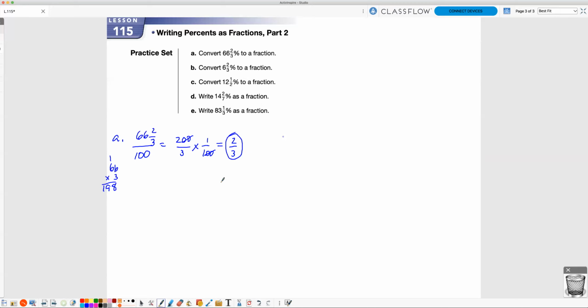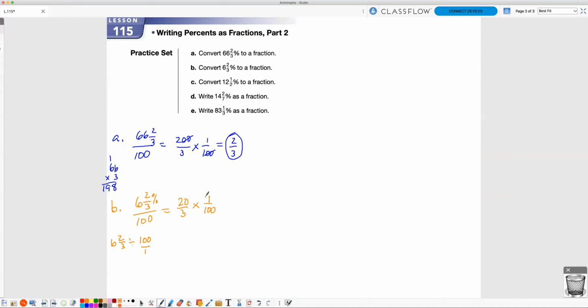For letter B, let me place B right here. So if I'm going to do 6 2/3% as a fraction, I need to divide it by 100 again. So that's 6 times 3 is 18 plus 2 makes 20 over 3, because the denominator is 3 here. I'm going to multiply it by the reciprocal of 100 over 1, which is the same as 1 over 100. Remember, this is the same as 6 2/3 divided by 100. And that's like 100 over 1. So you have to multiply by the reciprocal.